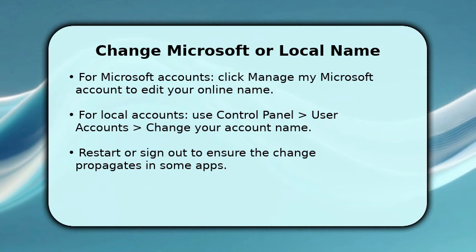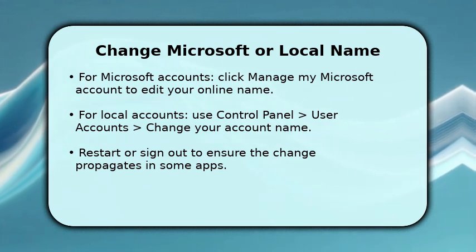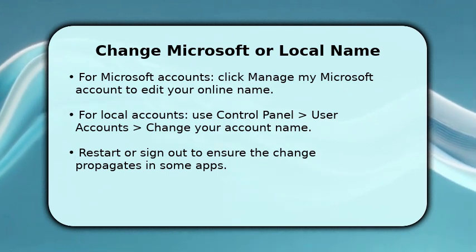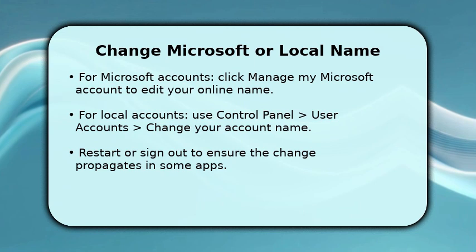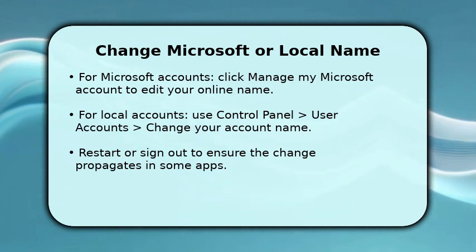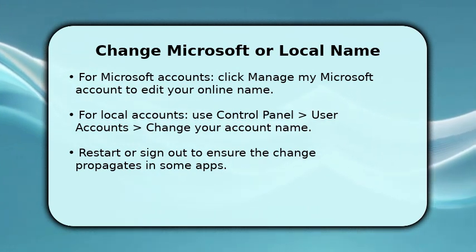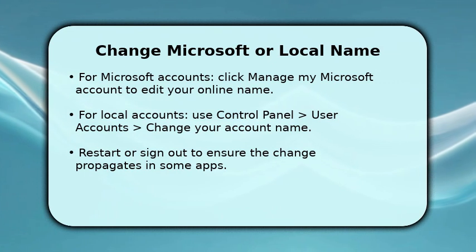That opens your online profile where you edit first and last name, and changes sync back to Windows. For a local account, press Win+R, type Control Panel, open User Accounts, and choose Change Your Account Name. Type the new display name and confirm. Make the change, then sign out or restart so Windows Explorer and credential displays update.